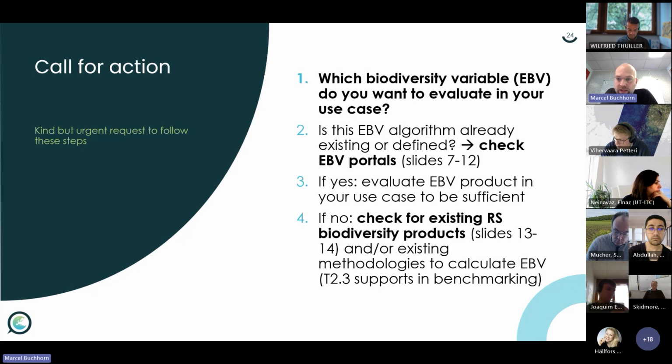If it's not existing, then you should check which remote sensing biodiversity products exist, so slides 13 and 14, or if there are existing methodologies to calculate it. We will help you to benchmark these algorithms. That's part of Work Package 2. But you have to have a look at what biodiversity product you really need, in which resolution, and so on.